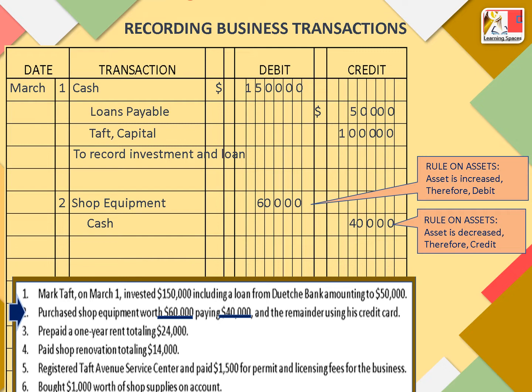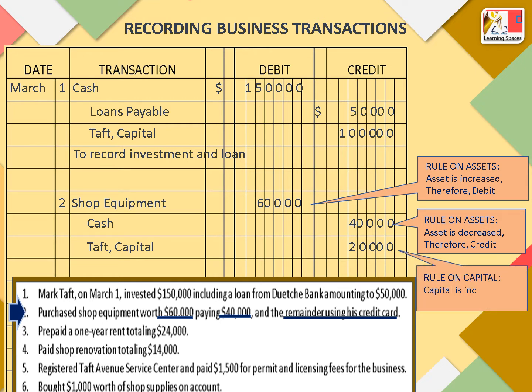For the difference of $20,000, it is being paid as well, but using personal cash of Mr. Taft through his personal credit card. Whenever a personal asset is being used for the business, it is treated as an investment. Therefore, the account Taft capital will increase by $20,000.